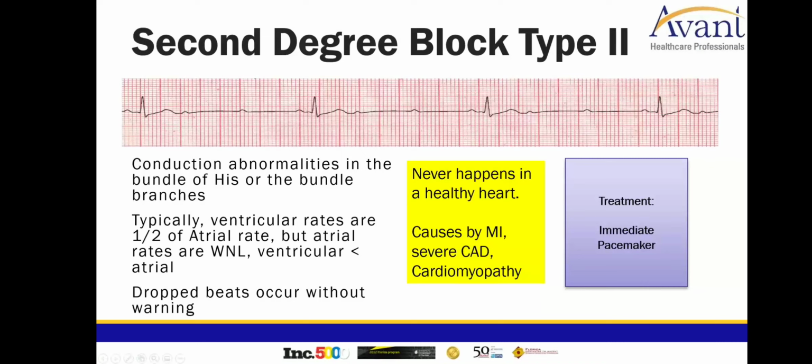This is not where you would use atropine. Atropine is contraindicated in heart blocks, but you can use a pacemaker or treat the underlying cause, or it could be some medications as well. So we always want to look at our medication list, make sure those are not contributing to this. Okay, so second degree heart block type 2 is your cheating husband.